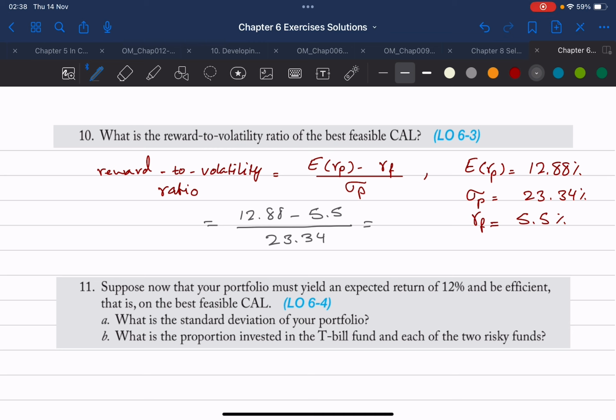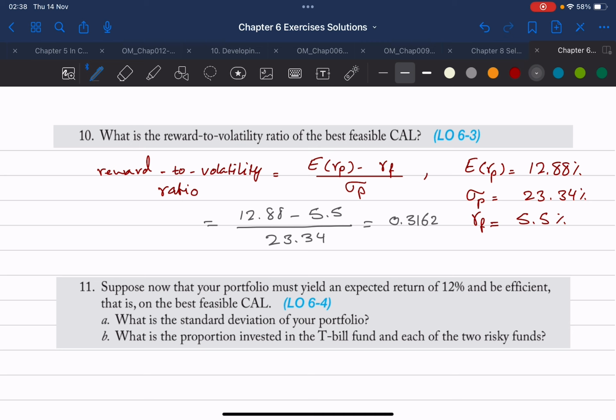Now let's run the numbers. 12.88 minus 5.5, that would be 7.38, divided by 23.34. Okay, and we get 0.3162. So this is the Sharpe ratio for our portfolio.